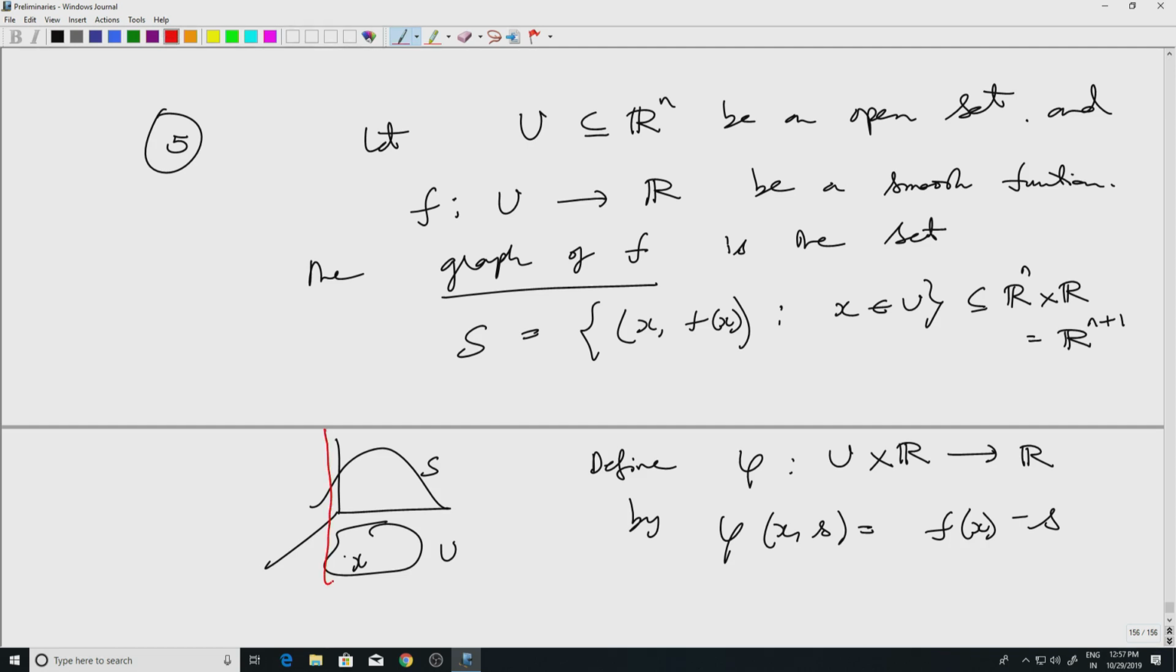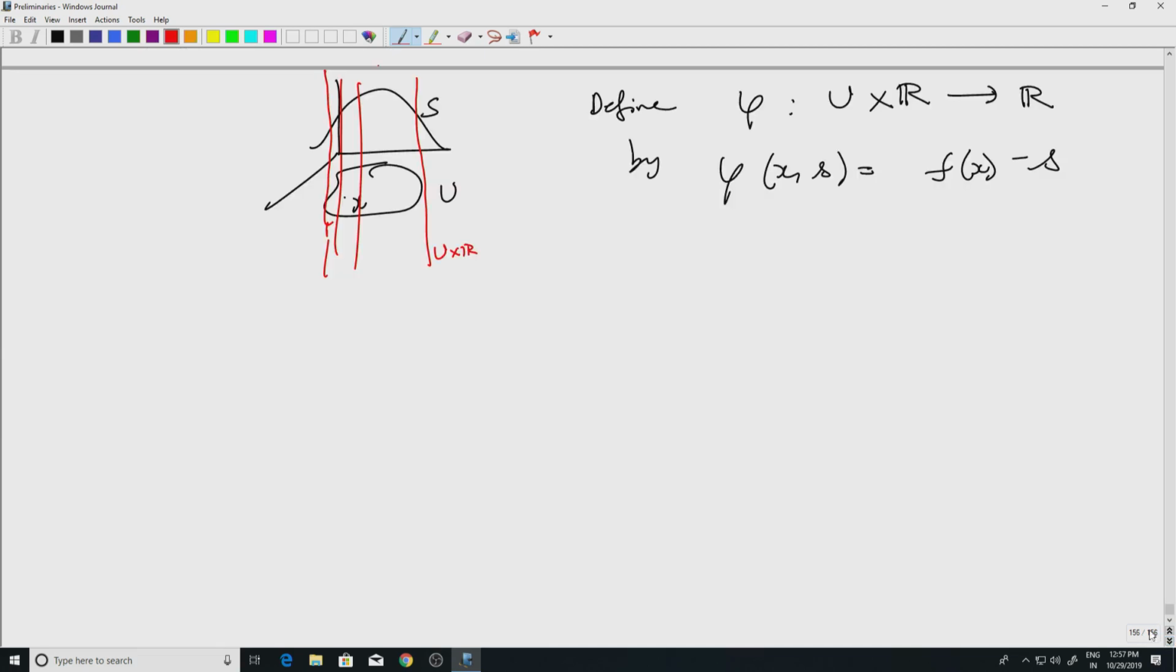In this picture, U cross R would be a solid cylinder over U. On that open set, I'm defining this function. This is smooth. Before smoothness, note that phi inverse of 0 would be the set of all points x comma s such that f of x equals s. So in other words, the second coordinate is f of x, but that's precisely the graph of f.